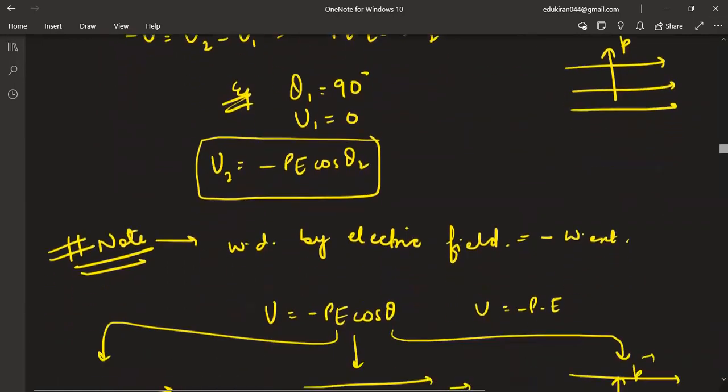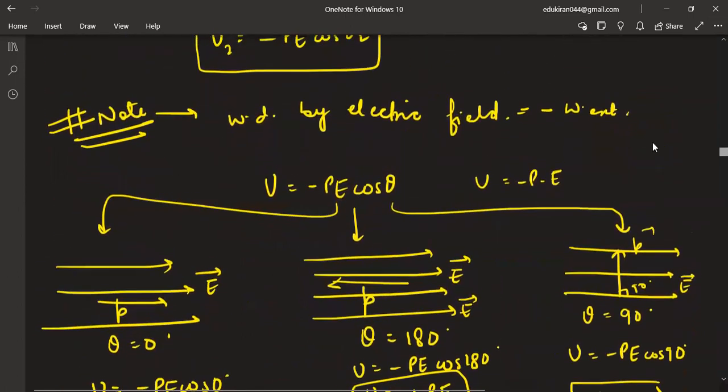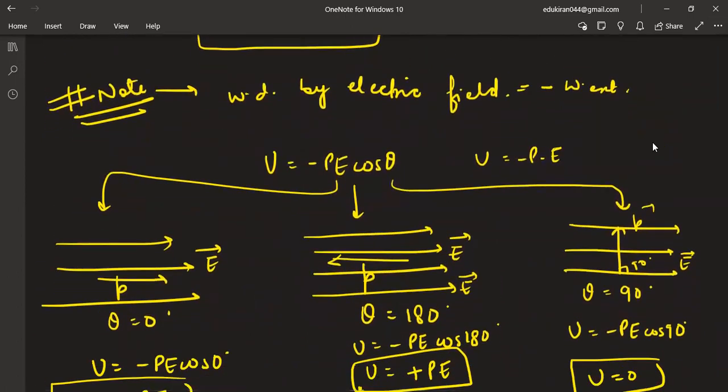Class, when you have statement-based questions, do make sure whether the work done by the electric field is given or the external force is given. Work done by the electric field and work done by the external force are negative of each other. So sometimes you are given the work done by the electric field and asked for the work done by the external force, or vice versa. So just multiply it by -1, put a negative sign.